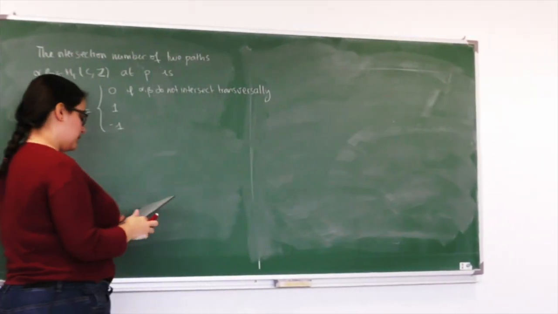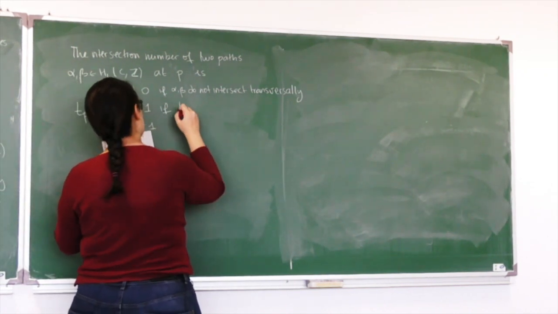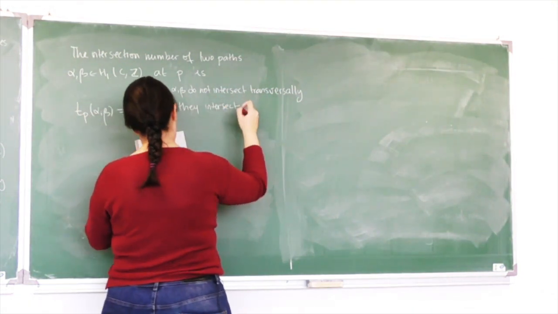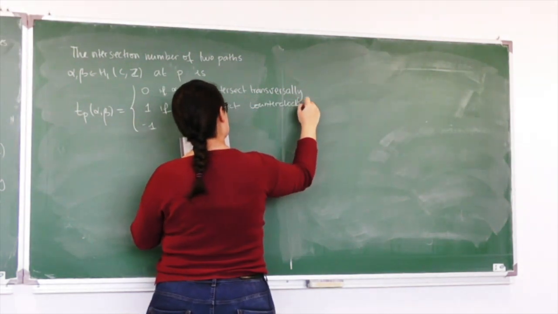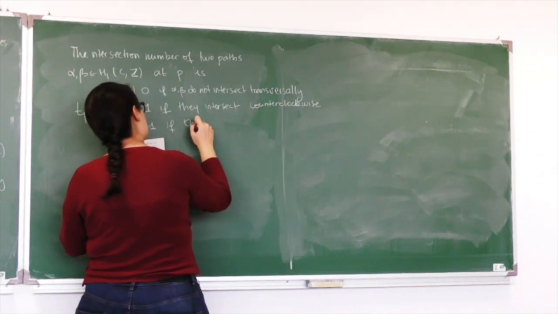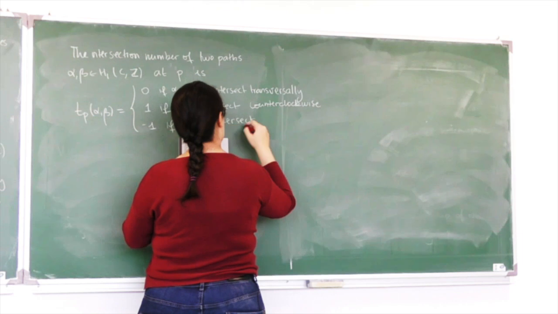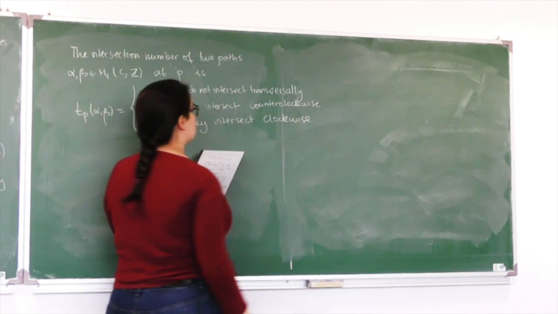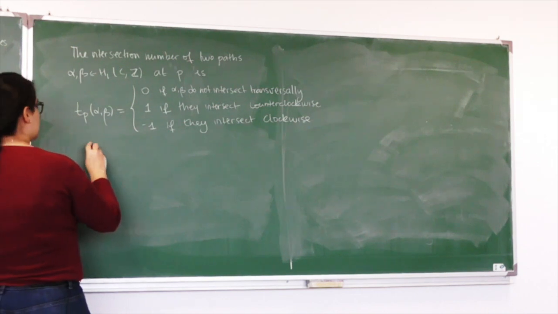It's 1 if they intersect counterclockwise, and I will explain what I mean by that in a moment. And it's -1 if they intersect clockwise. So basically, when we look at a certain point at two paths, we have 4 different options.